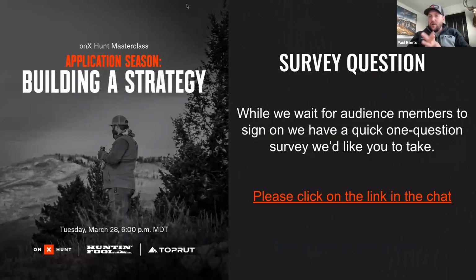For those of you that are here, hopefully you know what you're signed up for. This is tonight's webinar with Huntin. We're going to be going over application season and how to build a strategy from scratch. We've got the guys here from Huntin as well. We've got Austin, Jared, and Garth. They've done a great job this year helping us with some really amazing information on these webinars. So you're in for a treat tonight. We've got a lot of information to go over.